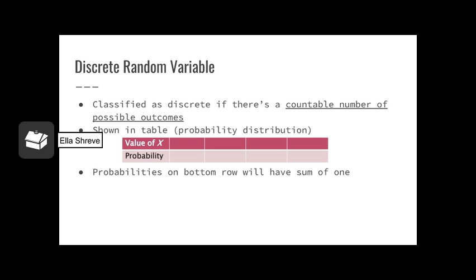One type of random variable is a discrete random variable. For a random variable to be discrete, there must be a countable number of possible outcomes. Discrete random variables can be shown in a table, otherwise known as a probability distribution, where the possible values of x are on the top row and the probabilities of each of these events are on the bottom row. The probabilities on the bottom row will always add up to 1.